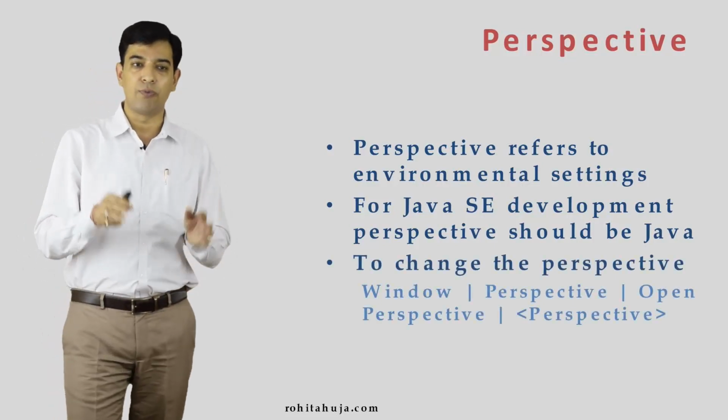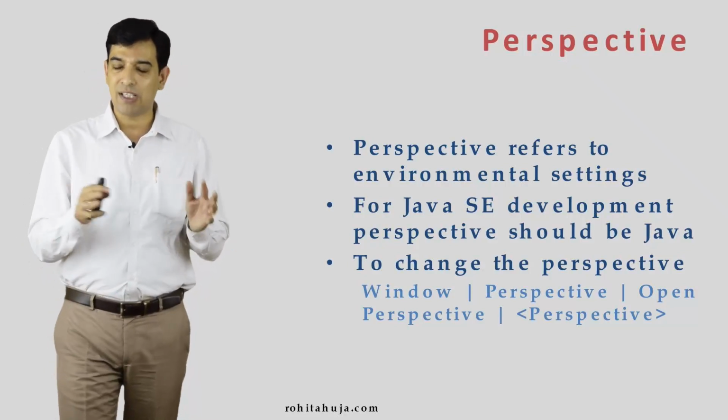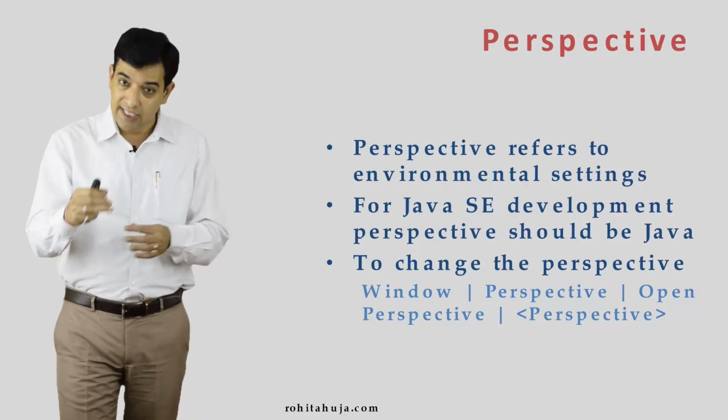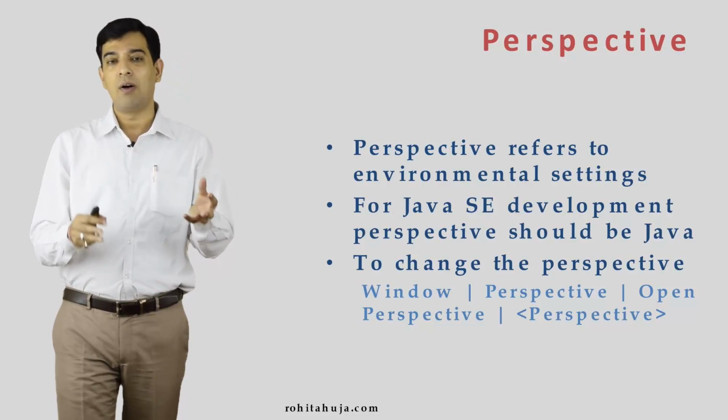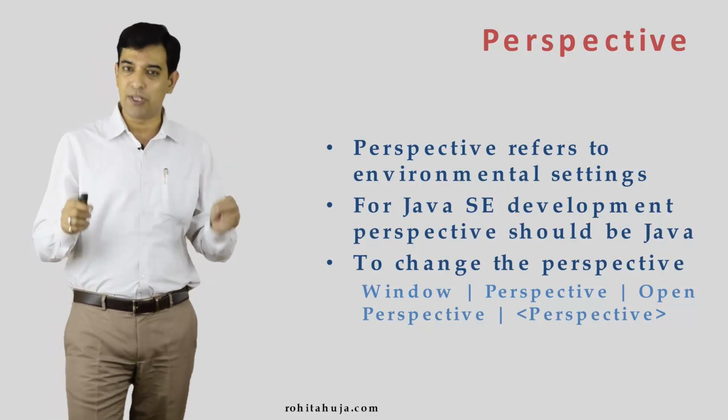You need to go to Window, Perspective, Open Perspective, and you can select what? Java. So for Java desktop development, the perspective should be Java. Then only you're going to get the options for Java development within Eclipse menus. So this is one important term, perspective.